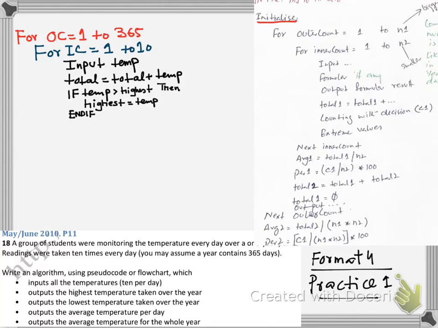And they also require the lowest temperature of all. So let's write the second one. If temperature is less than lowest, then lowest is equal to temperature. So this is old stuff, we already know about it, so no more discussions, and that's it.